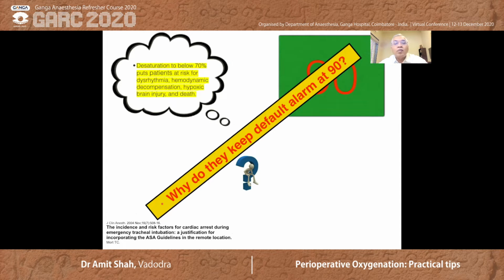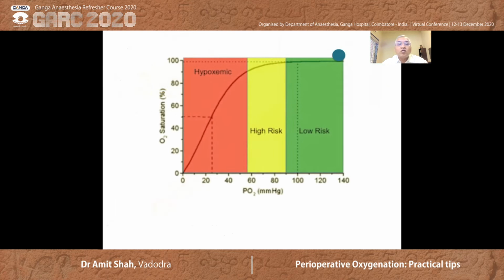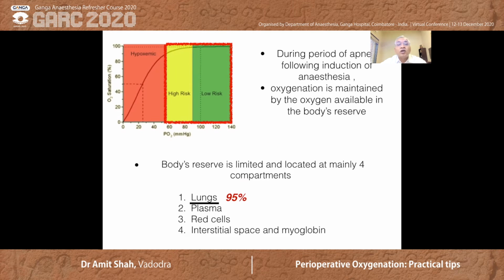Now, why do we keep a default alarm of all monitors at 90 saturation? Because if you look at the oxygen dissociation curve, in the initial part of the curve, because of reserve, the saturation fall is really slow. But when it reaches the critical hypoxia point, that is at 90 saturation and PO2 of 60, the fall is really critical because the reserve goes down. The reserve within the body is limited and located mainly in 4 compartments, but 95% of it remains in the lung.